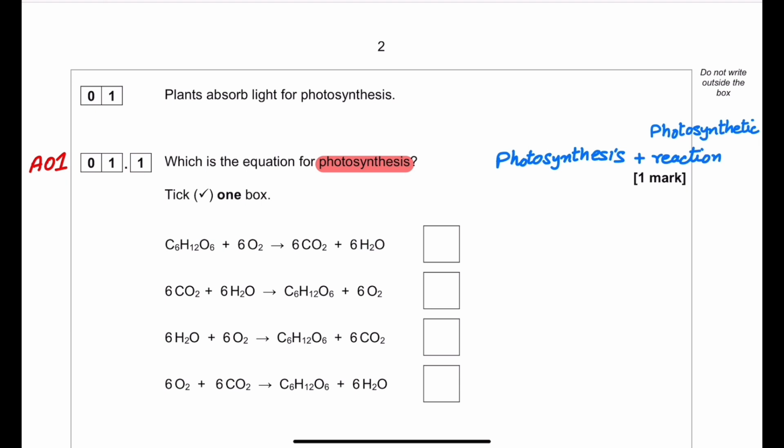It is an AO1 question. The student must have the knowledge about photosynthesis. This is a chemical process which happens in plants to make glucose. The plants need carbon dioxide from the air and water from the soil to make glucose, and oxygen is produced as a byproduct. The correct answer is: the plants need carbon dioxide from the air, water from the soil, glucose is formed, and oxygen is released into the air.